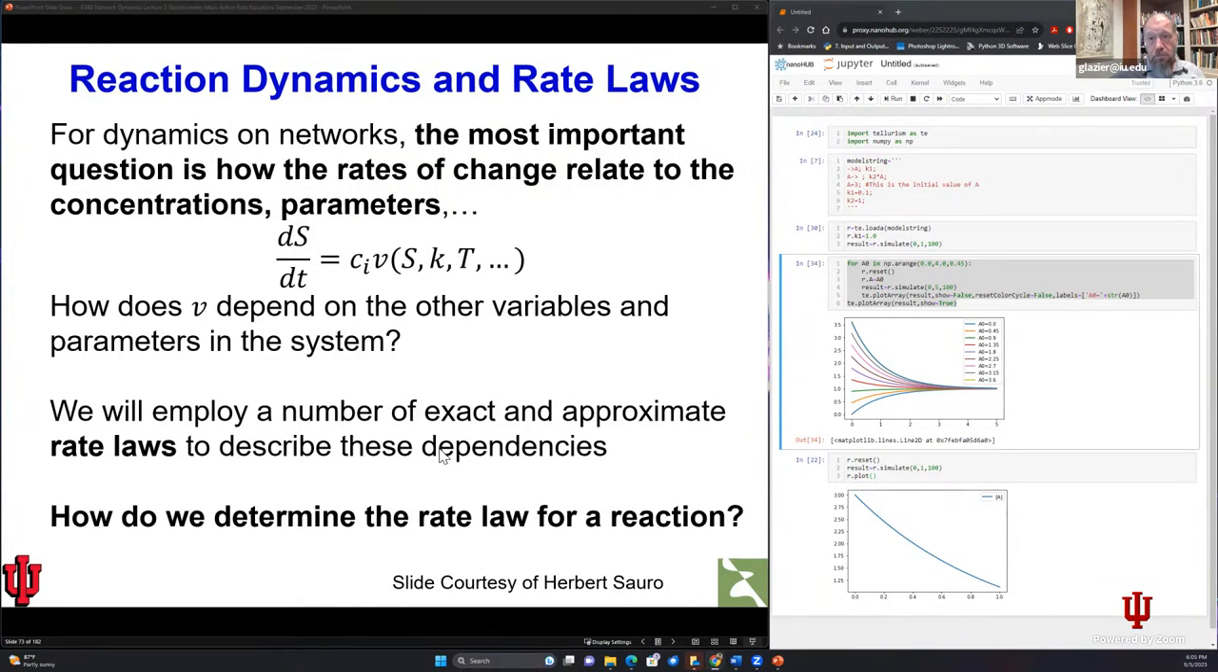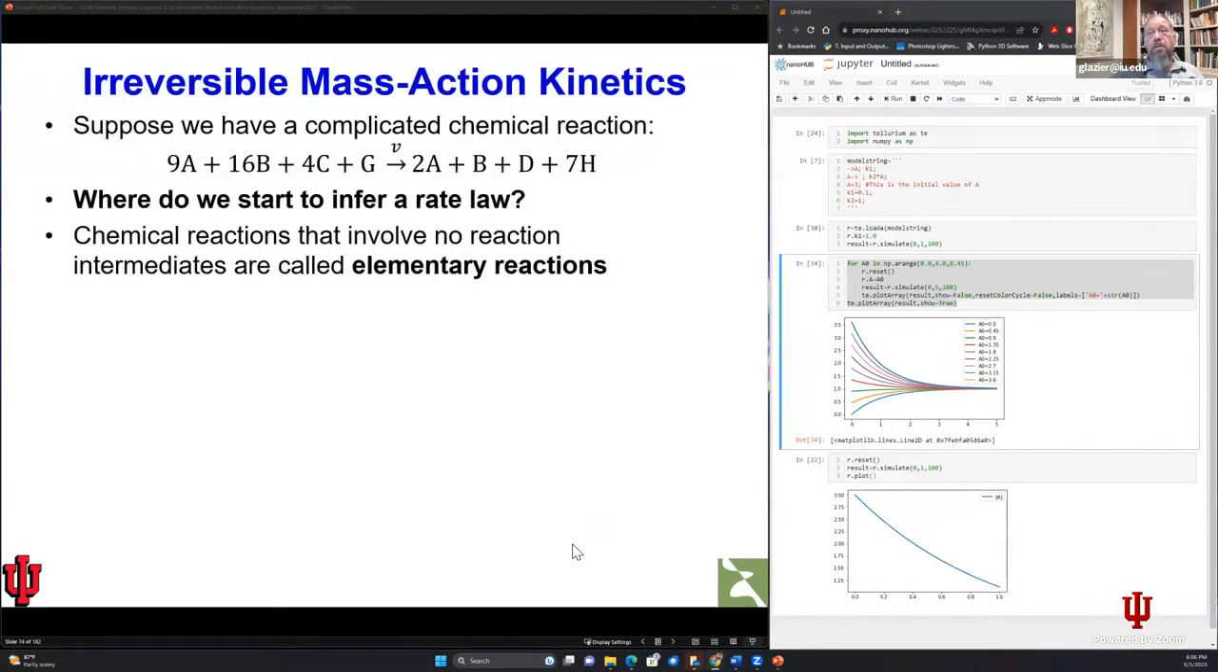Now, this is always assuming we know what these rates are, what these V rates are. In reality, those rates are going to depend on a lot of things. Some of those things are inside of our model, like our Ks and our concentrations. Some of those things are outside of our model, like the temperature, the pH, the pressure, and so on. Mathematically, we want to know how we determine what the rate law is for a chemical reaction. And of course, in general, the answer is you have to find out. You have to do an experiment to find that out. But there are some rules of thumb.